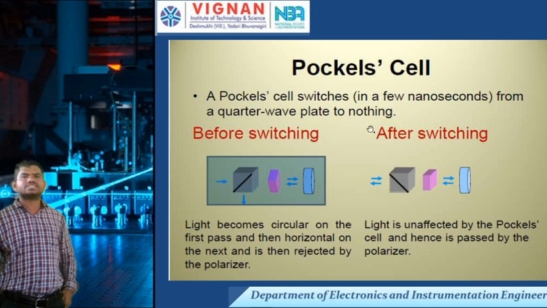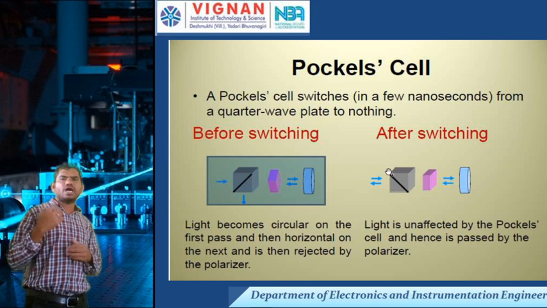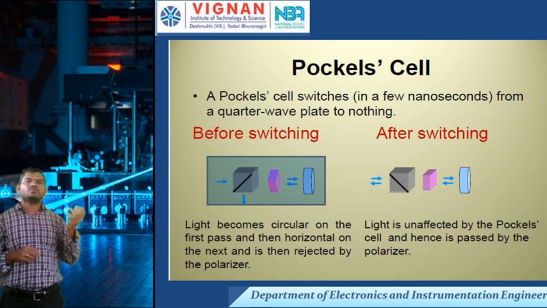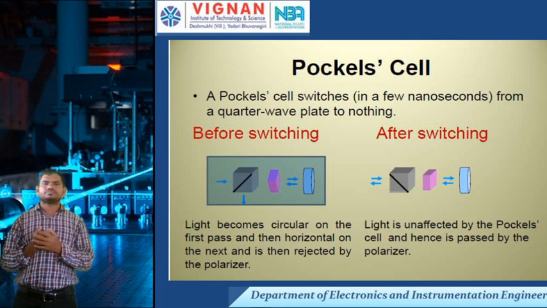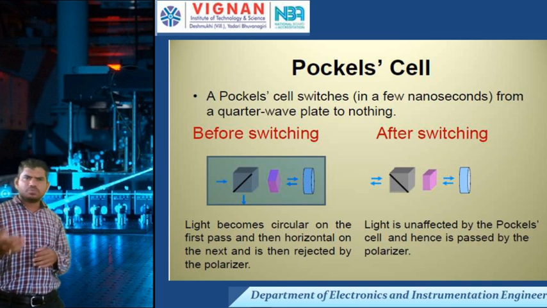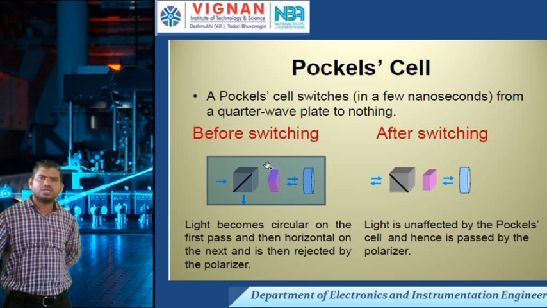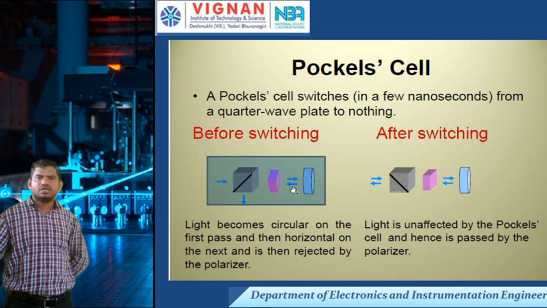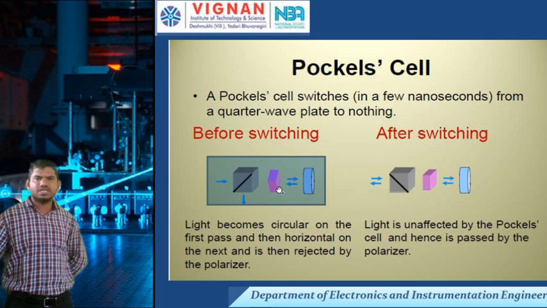The Pockels cell switches in a few nanoseconds from a quarter wave plate to nothing. Suppose before, when I am using this Pockels cell, how is the output? This is the polarizer, this is a crystal, and this is the mirror. Now I am transmitting one laser light from here to here. Here there may be some loss of laser light.